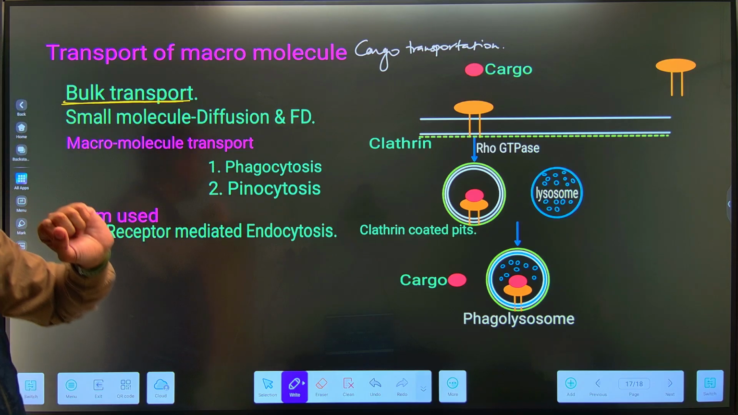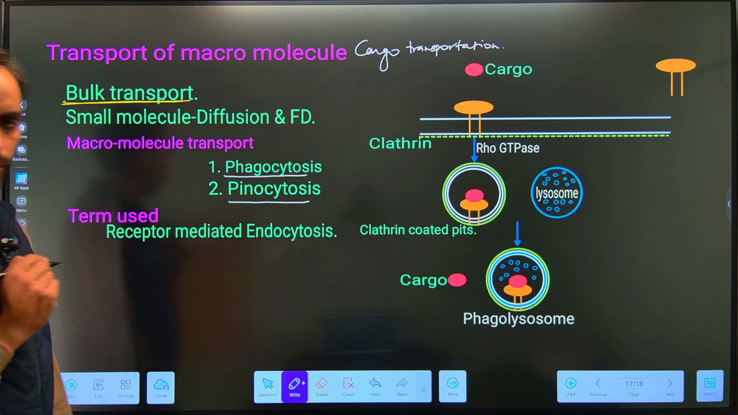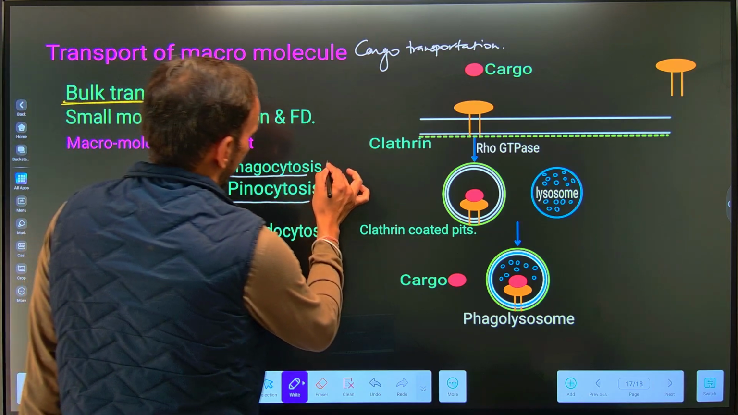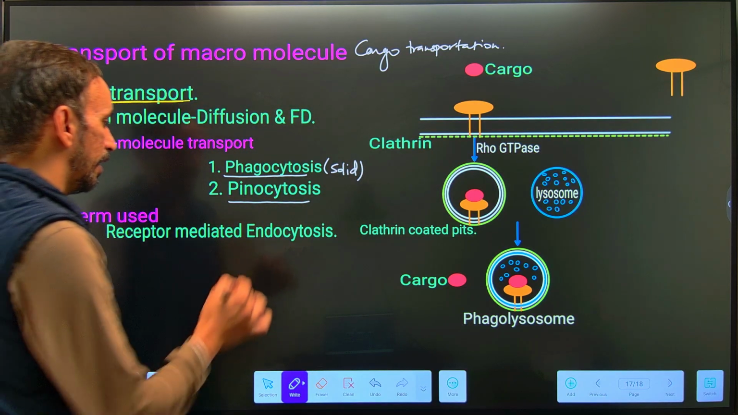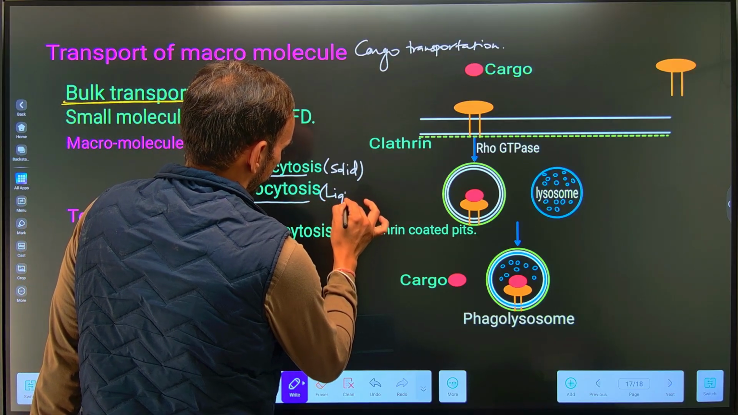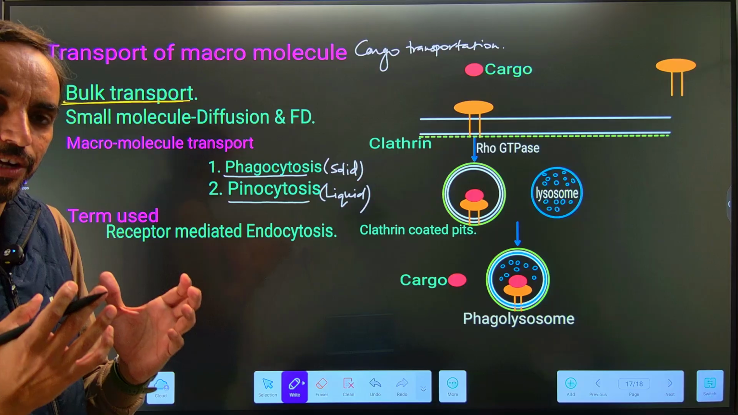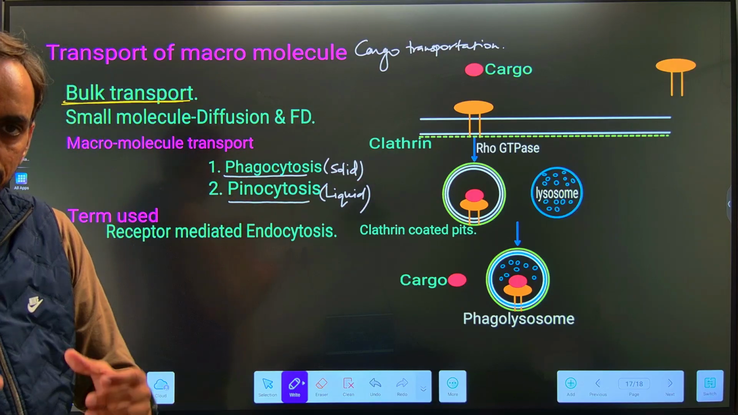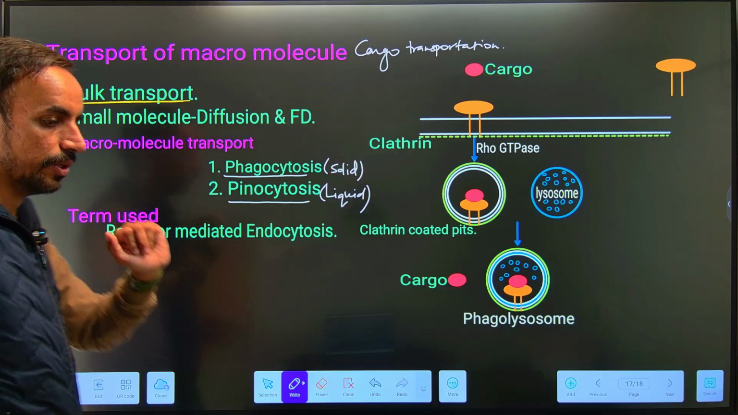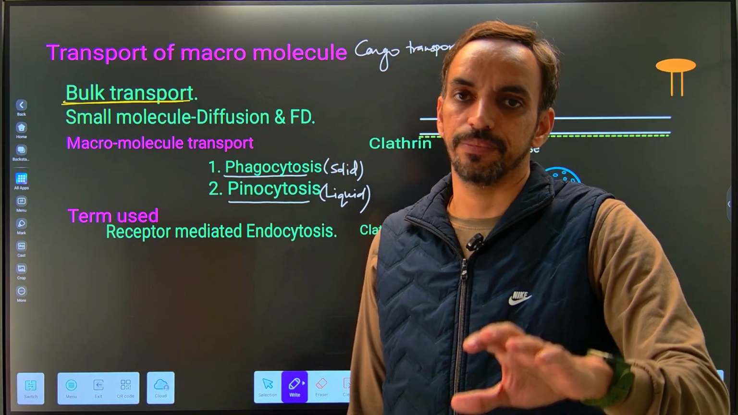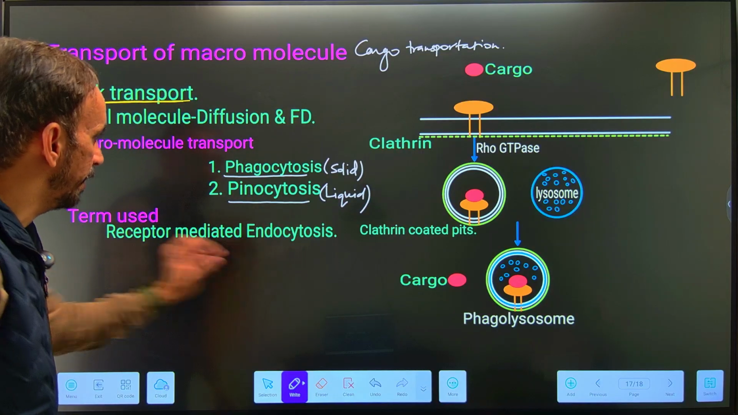Macromolecules get transported through two processes, known as phagocytosis and pinocytosis. Phagocytosis is the uptake of solid particles, while pinocytosis is the uptake of liquid particles. So this is the basic difference between these two processes, which is the uptake of cargo molecules. One is phagocytosis, solid particle uptake, and the other is pinocytosis, liquid particle uptake. Now phagocytosis and pinocytosis are specific terms, but the process which is utilized over here is known as receptor mediated endocytosis.